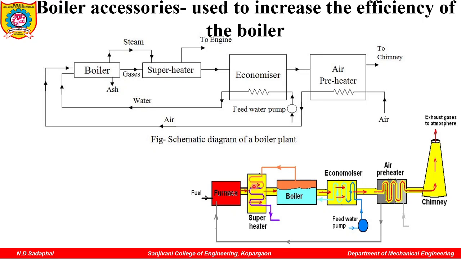In the superheater, what will happen? Due to the hot gases, that saturated steam will get heated again, and it is converted into high pressure steam. So the superheater is used to heat the saturated steam from the boiler, so that the heat required to convert the water into steam will be less. In the boiler, you have to convert water into steam. Already here steam is generated. In that steam, minute water particles are there, so it is called saturated steam.